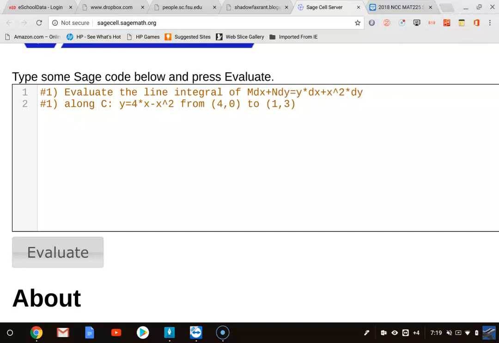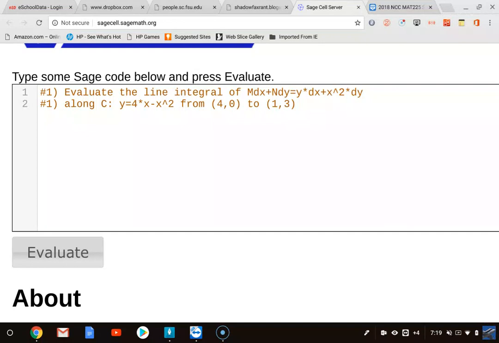By the way, are those 2 points on the curve? If I plug in 1 for x, do I get 3? If I plug in 4 for x, 16 minus 16, do I get 0? These are the endpoints for my path, and you're going along the path, right?